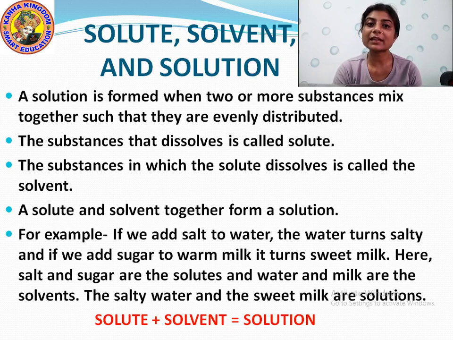Yes or no? If you mix salt with water, it gives you a salt solution. And here salt is the solute and water is the solvent. Similarly, sugar and milk. Here sugar is the solute and milk is the solvent. When you mix both sugar and milk, it gives you a sweet milk solution. Yes or no? So together this solute and solvent makes a solution. Understood?